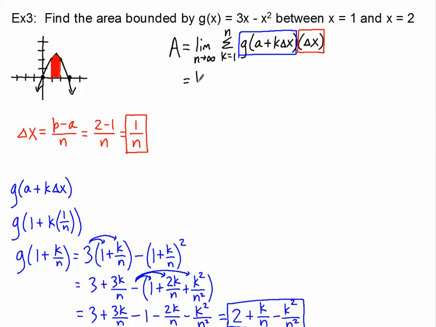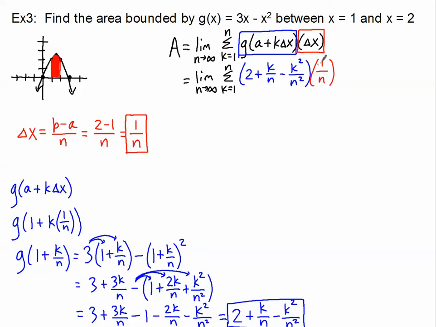I have my limit as n approaches infinity of my summation from k equals 1 to n of this stuff that's in the box. I'll put it in parentheses: 2 plus k over n minus k squared over n squared, times the 1 over n, the width. Okay, and there's my problem. So I'm going to be using my summation formulas.